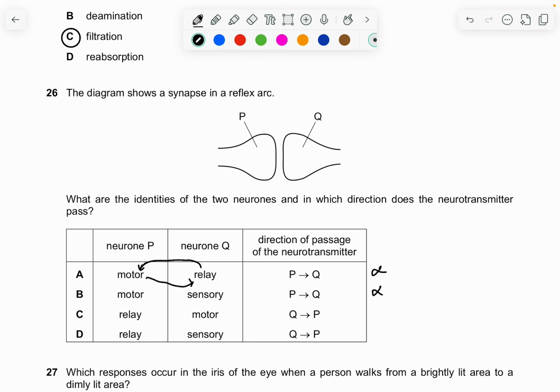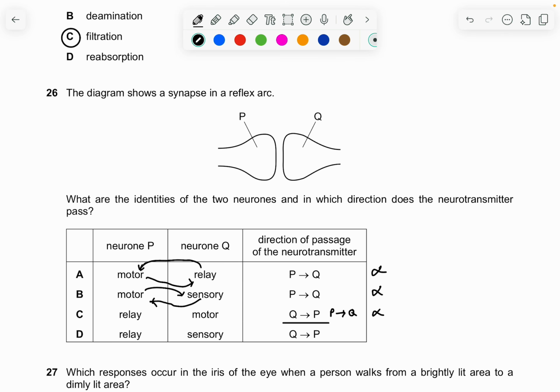It should be the other way around. It should be the sensory first, then they go to the relay, then to the motor, then effector muscles. C, relay to motor. Right, this is actually correct, but it doesn't go from Q to P. It should be P to Q. Alright, last one, relay to sensory.